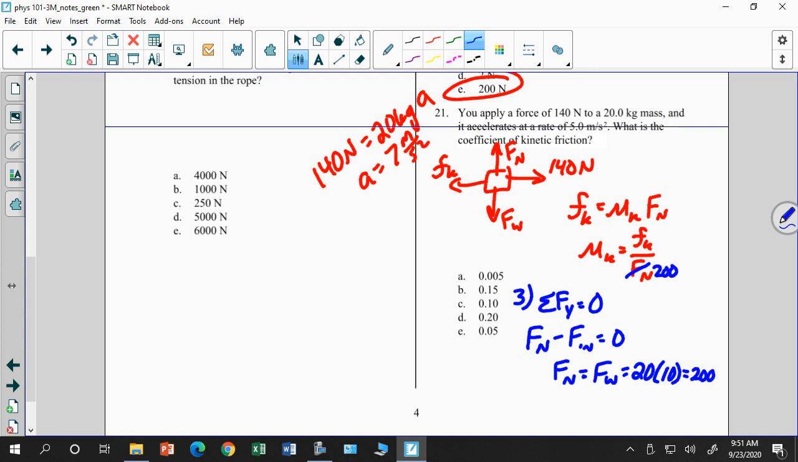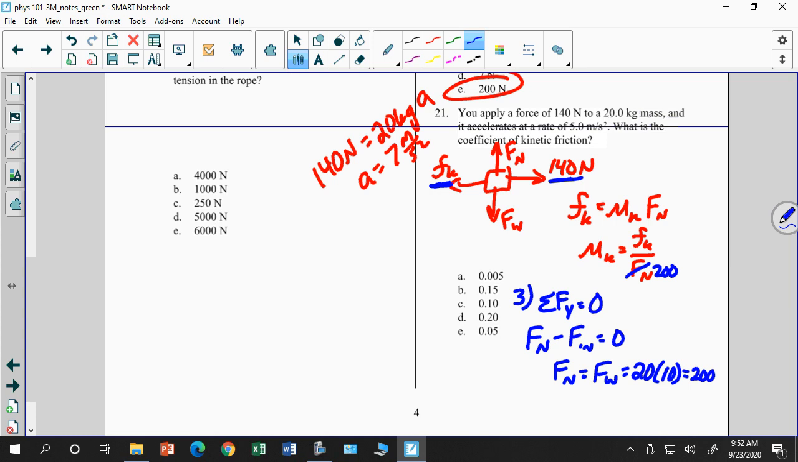Now I need to find out what is Fk. Well, I have Fk right here. You might be inclined to say that Fk is equal to 140. And if you did that, I think one of these answers is 140 over 200. But that would not be right, okay, because this thing is accelerating.